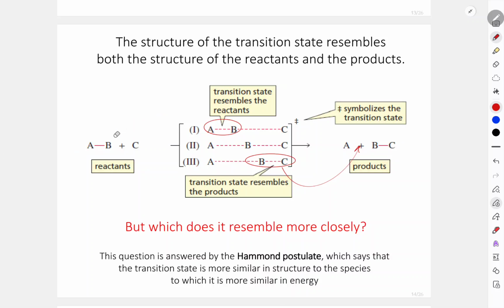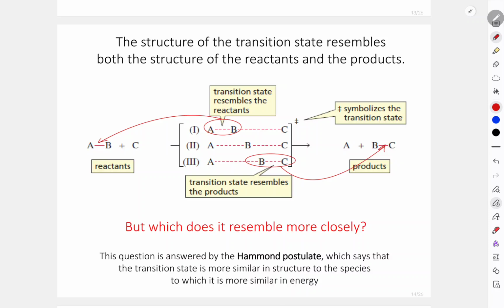And this question can be answered by the Hammond postulate. The Hammond postulate states that the transition state is more similar in structure to the species to which it is more similar in energy, as we discussed in the previous slide. Very basic argument. You can apply this to the transition state argument as well. So, the transition state is more similar in structure to the species to which it is more similar in energy.